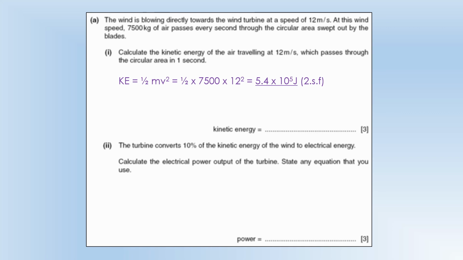The turbine converts 10% of the kinetic energy to electrical energy. Calculate the electrical power output. So, we know the energy is going to be 10% of that kinetic energy, so 5.4 times 10 to the 4. And power is energy divided by time, but this amount of energy is the amount of energy in a second. So we've actually already calculated what the power of it is in watts.